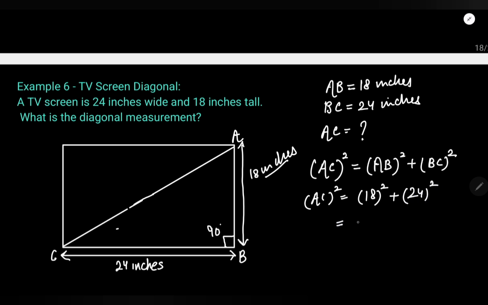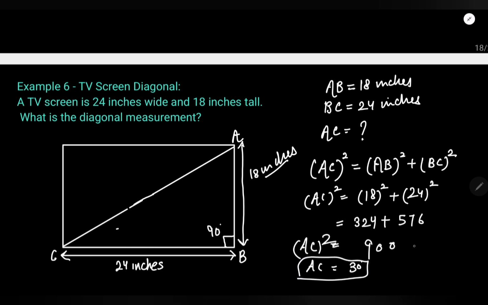What is 18 square? It is 324, plus what is 24 square? 576, right? And what will this be equal to? This will be equal to 900, right? So AC square is 900. That means AC is what? 30, because 900 is equal to 30 square, right? So AC is equal to 30. I hope you are getting it.